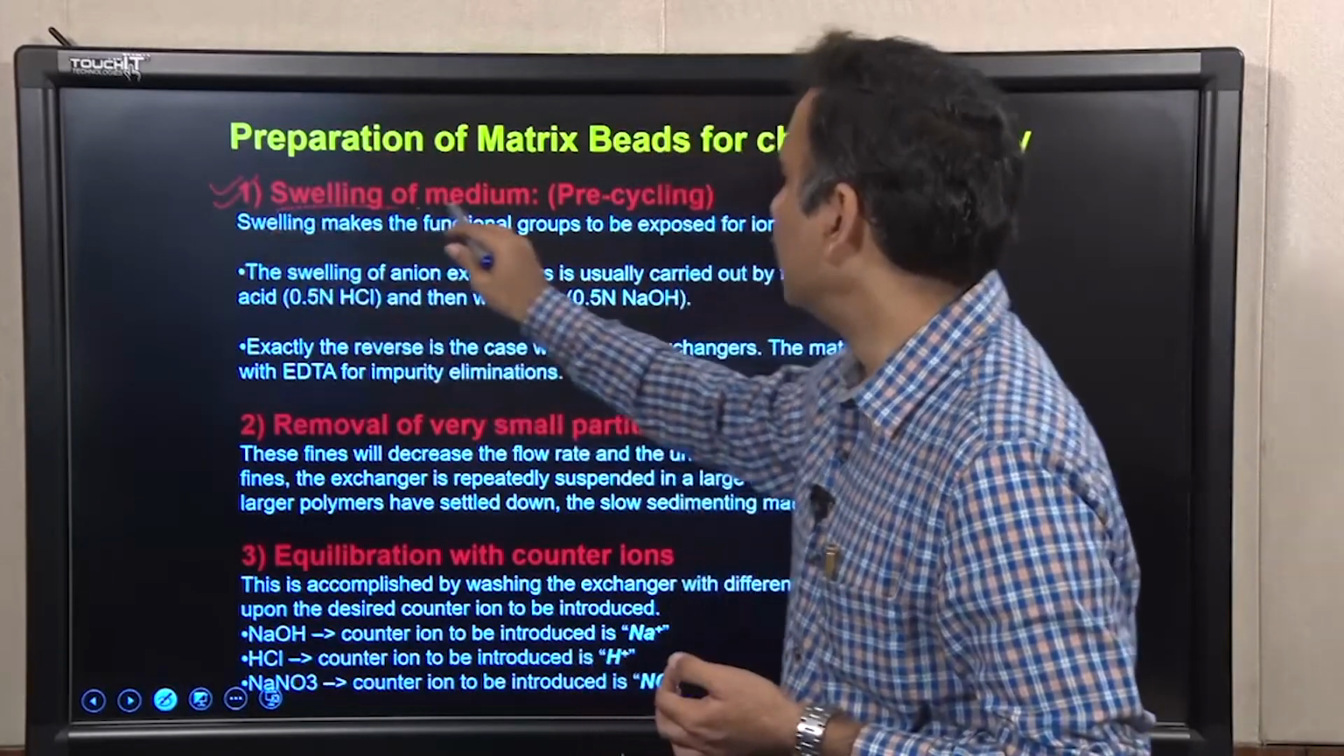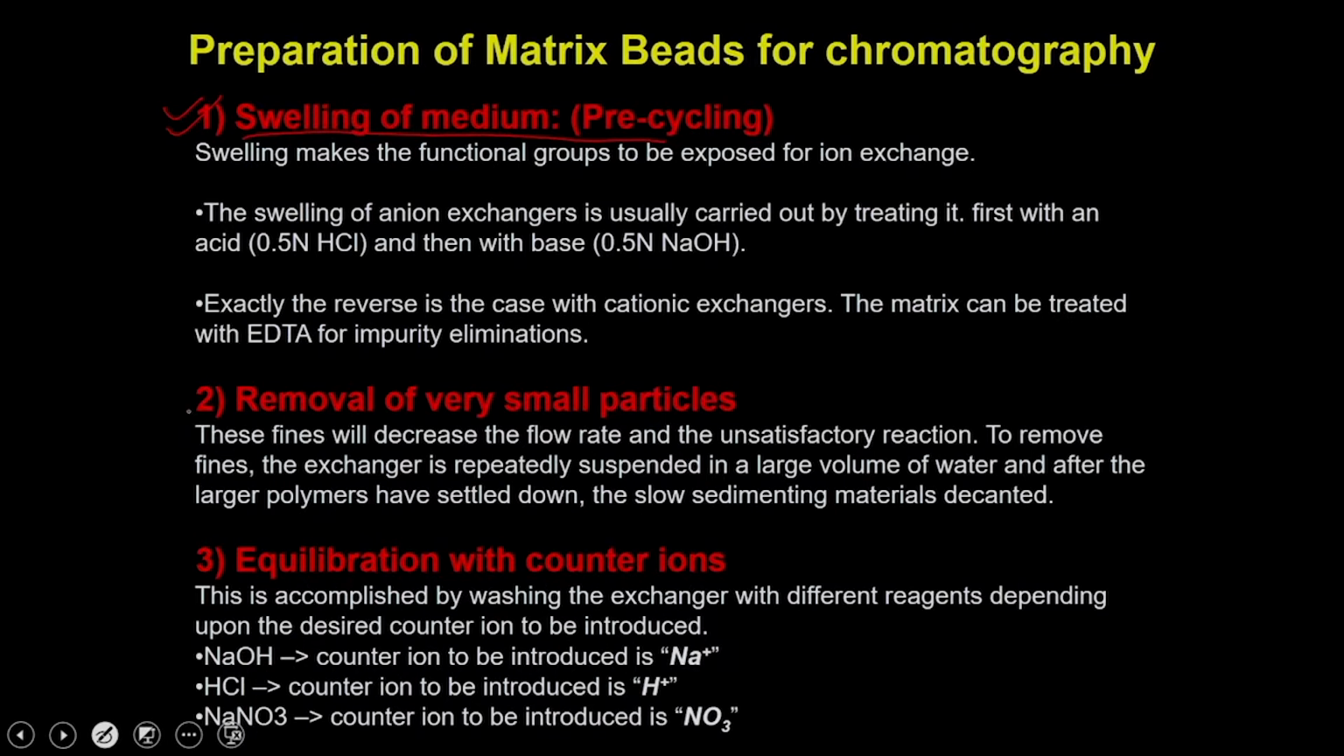One, you have to do the swelling of the medium, then you have to remove the very small particles, which are actually going to affect many parameters, and then you have to equilibrate the matrix with the counter ions so that it will actually participate in the exchange process. Swelling makes the functional group exposed for ion exchange.